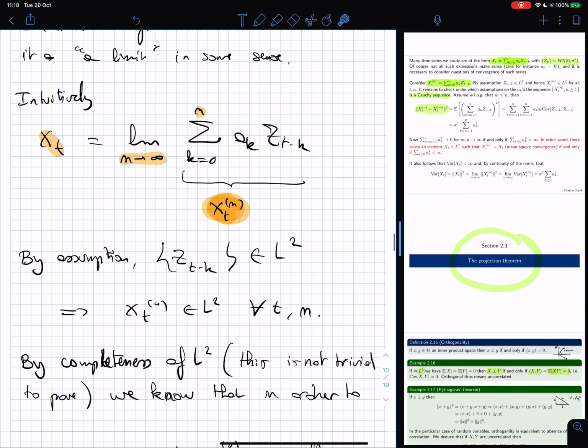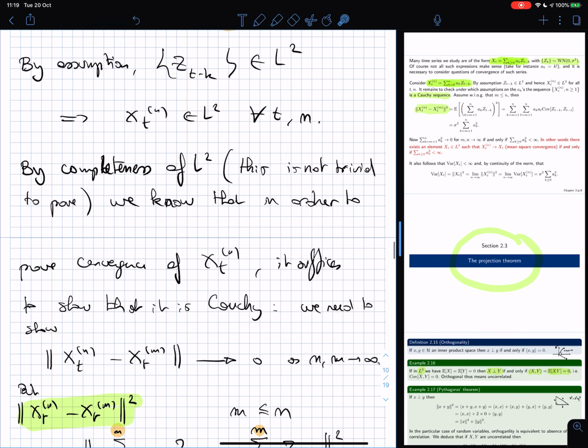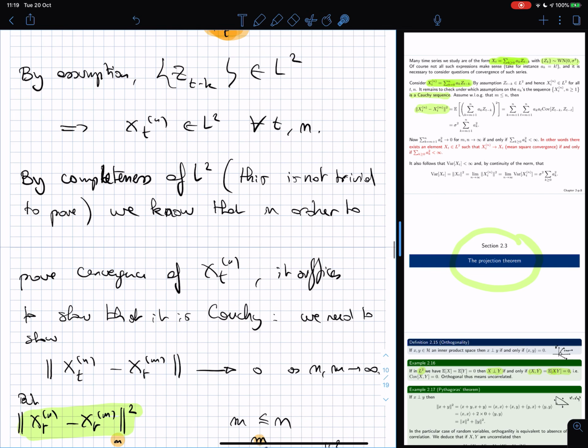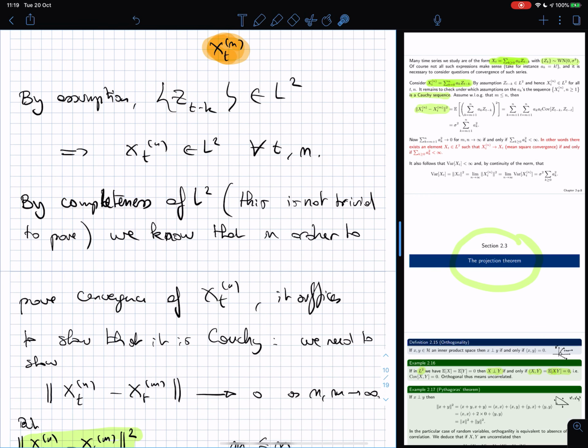Well, by assumption, all these guys are in L2. We know that L2 is complete. L2 is a Hilbert space. So basically, the limit as n goes to infinity of this guy is this guy. But to ensure that this converges, it suffices to show that this sequence is Cauchy.